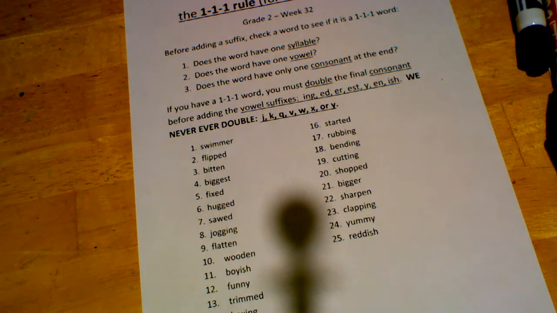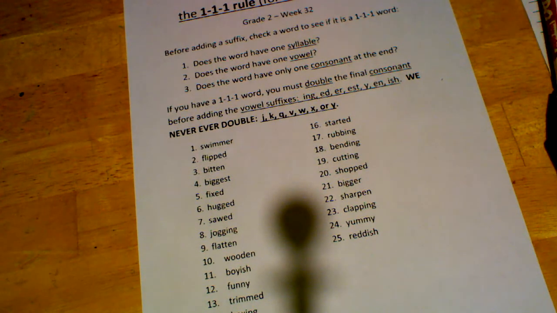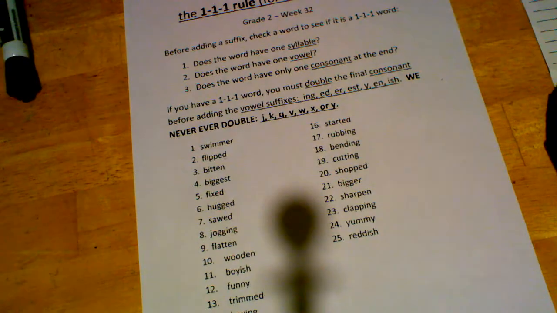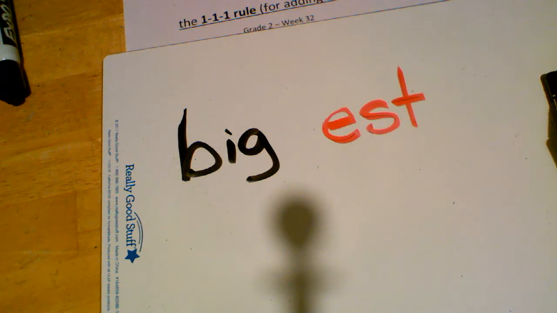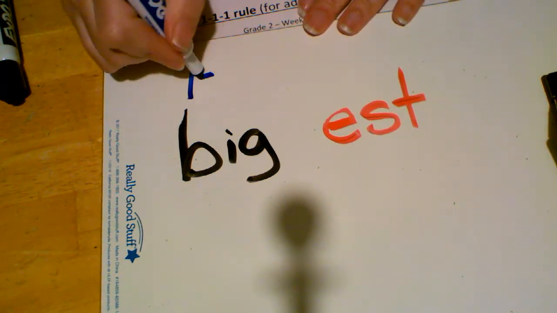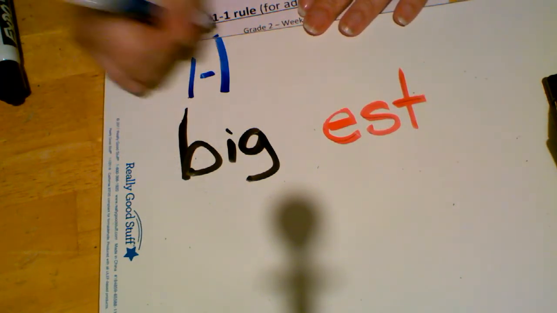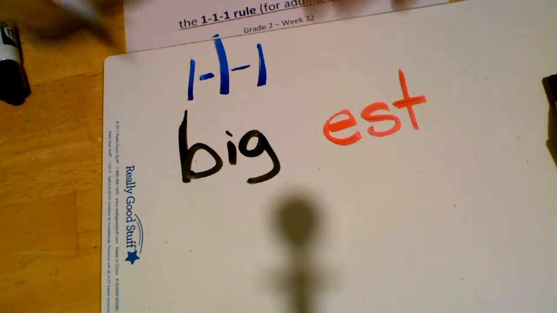All right, looking at the next word, we have biggest. Your base word is big. Very good. And our suffix is the EST. So if we have big plus EST, let's take a look. We have one syllable, one vowel, and one consonant after the vowel.